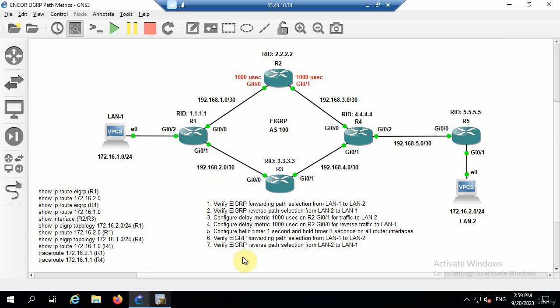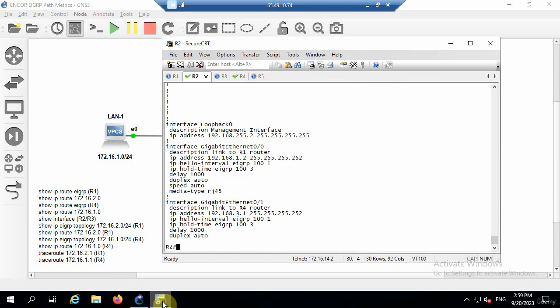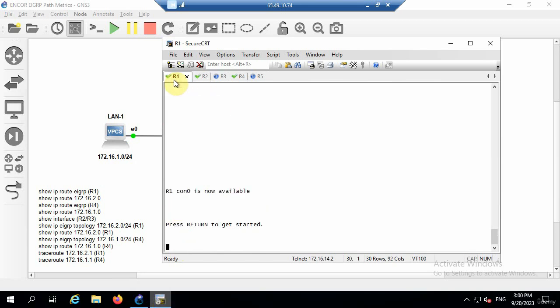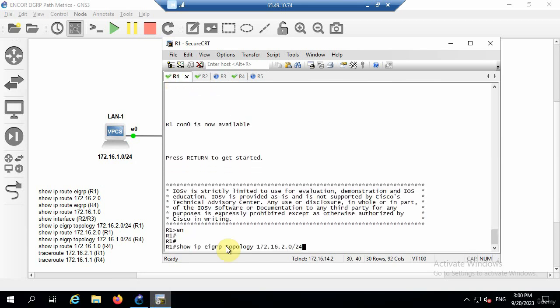So what I want to do now is verify the forwarding path that has changed from LAN 1 to LAN 2 and LAN 2 to LAN 1. I'll go to R1 here and verify that. I'm going to start with the topology table. With EIGRP, the topology table has all the routes. Then the successor route ends up in the global routing table. So I'm going to go show ip eigrp topology, then the 172.16.2.0 route. I'm on R1.